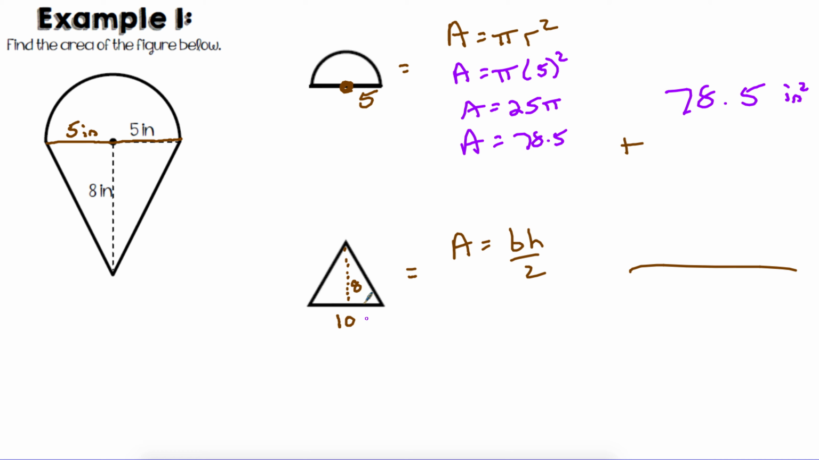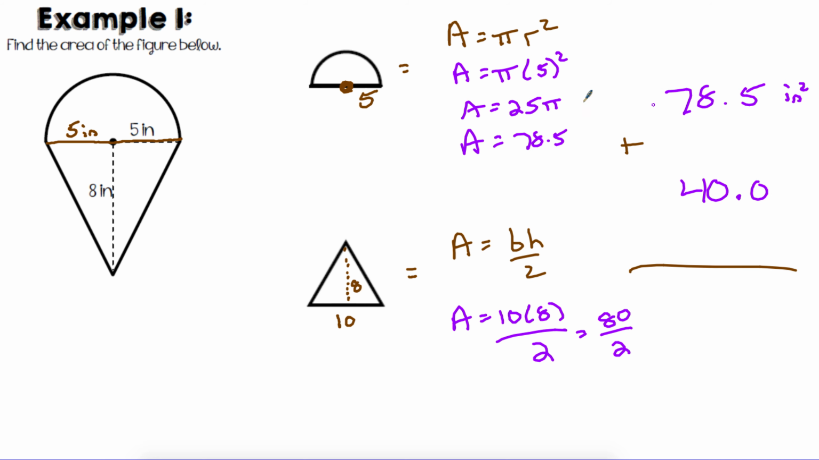Now, the area of the triangle. Base times height divided by 2. Well, my base is 10, my height is 8, and I've got to divide it by 2. 10 times 8 is 80, divided by 2 is 40.